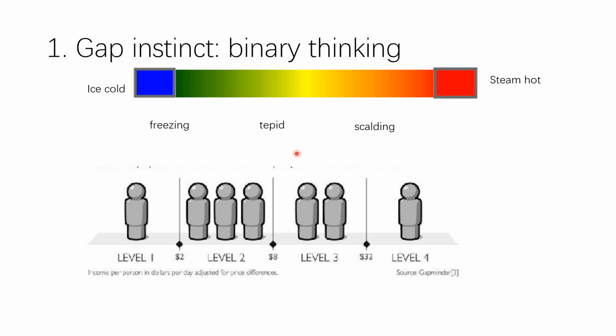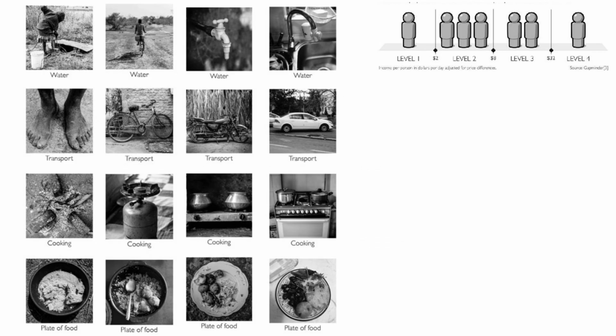So the author suggested that instead of dividing the world into two parts, the rich and the poor, we may divide them into four parts, from level 1 to level 4. So the level 1 people live in extreme poverty. They have to go to a far place to fetch water, and they have no shoes. They have to collect wood for fire, for cooking, and their food may be some porridge.